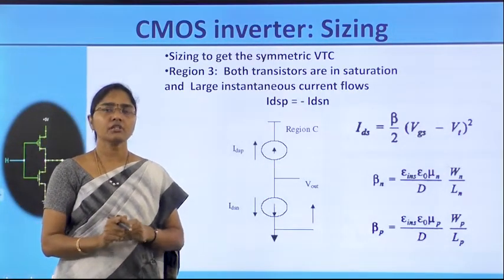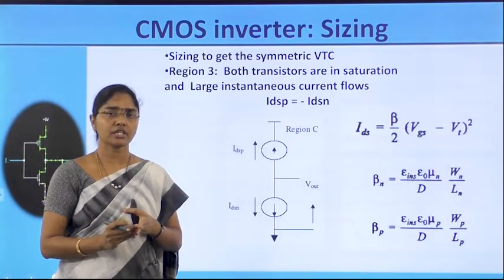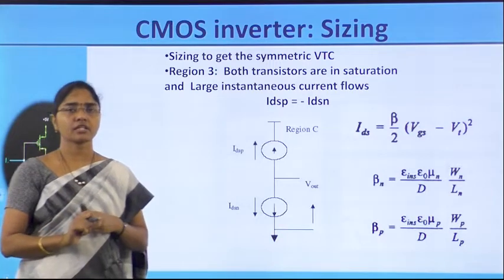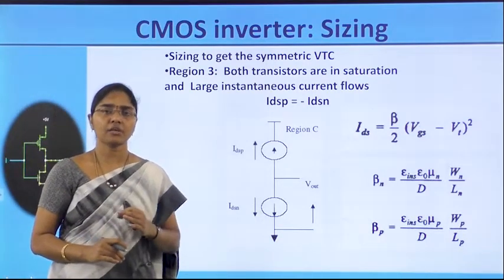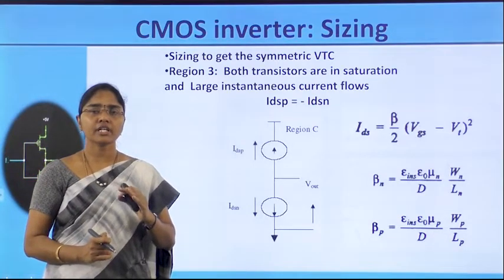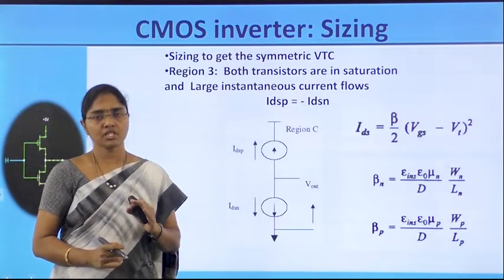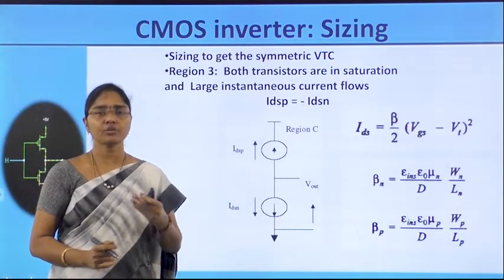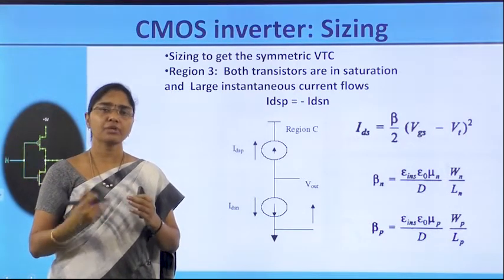Till now we have seen the CMOS inverter operation, its circuit, construction and its transfer characteristics. Now let us check its sizing: the NMOS and PMOS transistor sizes for getting V invert is equal to VDD by 2. That means Vin is equal to Vout is equal to VDD by 2. To get that, what should be the size of the NMOS and PMOS transistors?